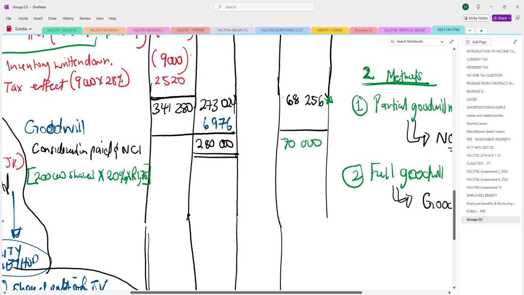Okay, so now we can calculate our goodwill. As you can see, the fair value is bigger than the actual equity, so this is also going to give us a goodwill. How much would our goodwill be? Let's calculate. How much is our goodwill?